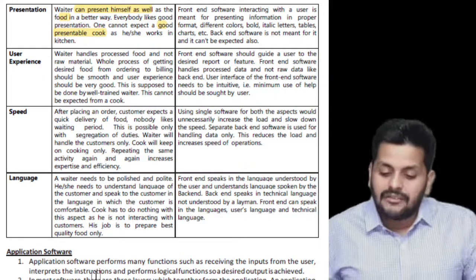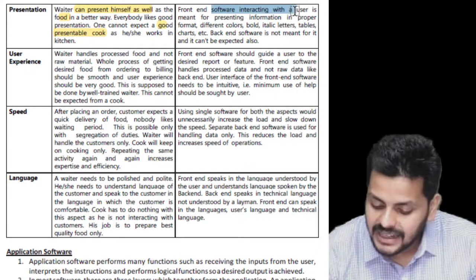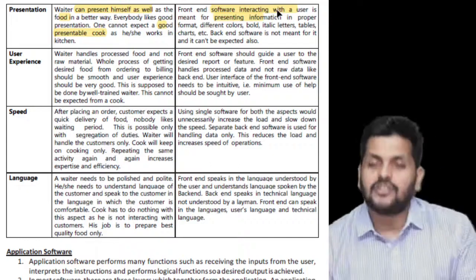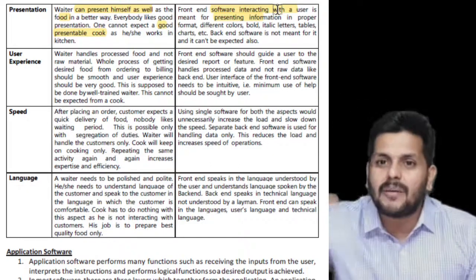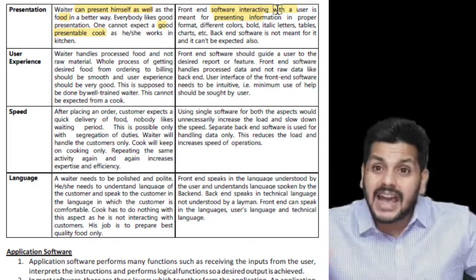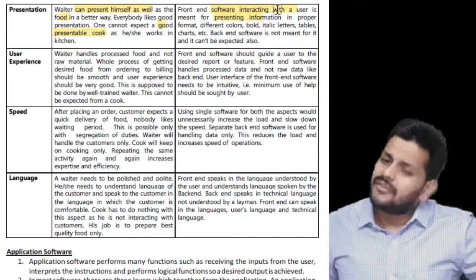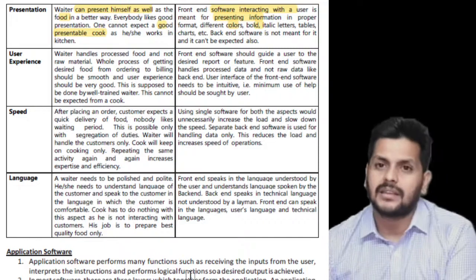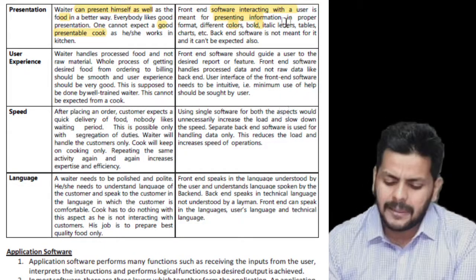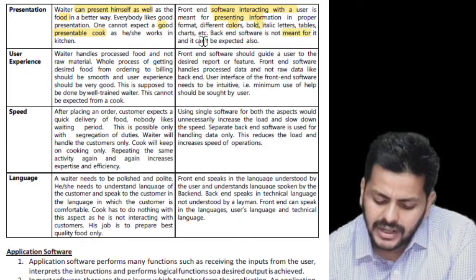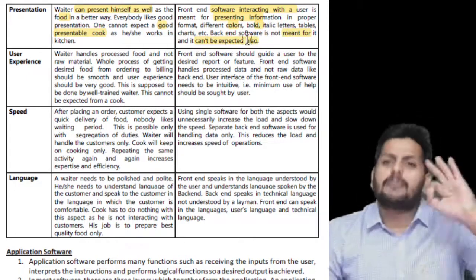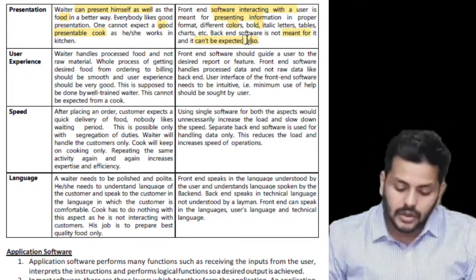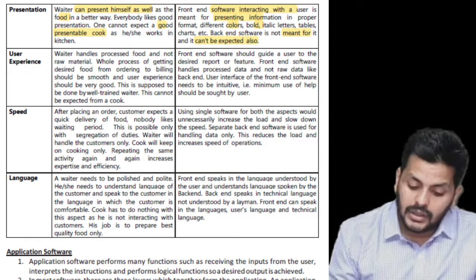Presentation. Front end software interacting with the user is meant for presenting information in a proper way. Like it gives in the form of tables, charts, graphs, and uses attractive colors. Front end will do all that using different colors, bold, italic, tables, charts. Back end is all technical. Back end software is not meant for it and it cannot be expected. Back end will do the processing. That's all. Got it? Then, third one, user experience.